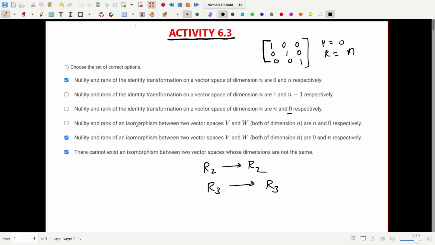Nullity and rank of an isomorphism between two vector spaces V and W, both of dimension n, are n and 0. If the dimension is n, then nullity will be 0 and rank will be n, the reverse is wrong. And next, nullity and rank of an isomorphism between two vector spaces will be 0 and n. Yes, this is right. Nullity will be 0 and rank will be n.